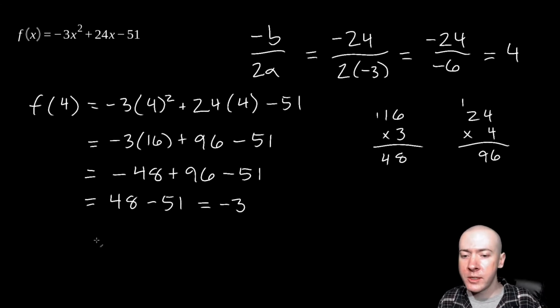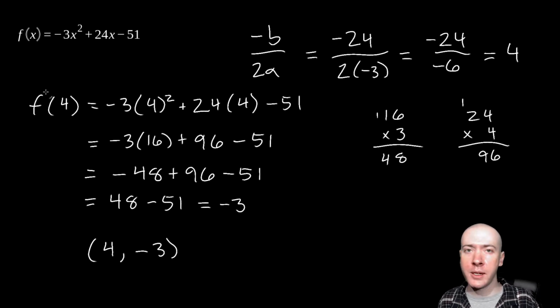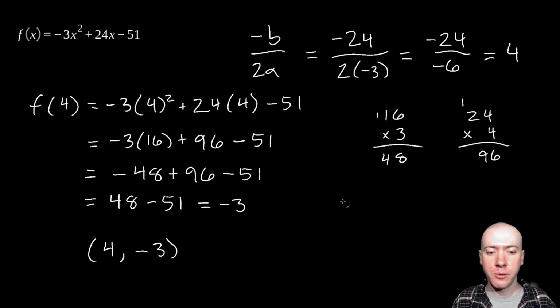So our vertex is going to be at 4, negative 3. Okay, we got the 4 for the x-coordinate using this expression. And we got negative 3 for the y-coordinate by plugging 4 back into the function. Now, all we need to do is make a quick sketch of the graph so that we can have an idea of where the range is.